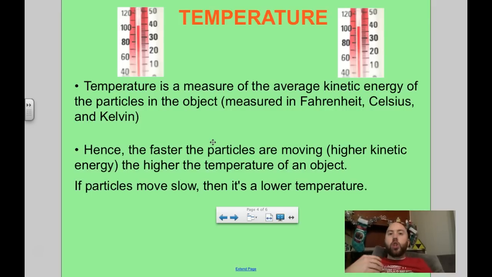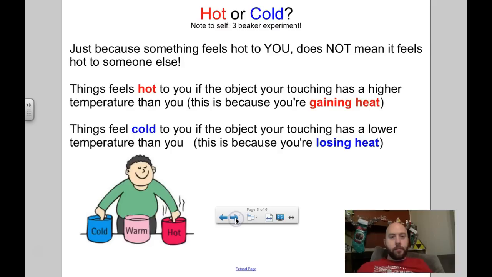If particles slow down, then the temperature goes down. So outside in the winter, the average air particles are moving much slower than the air particles in the summer. In the summer, the air particles are moving on average much faster, so there's a higher temperature. But in the winter, those particles are moving slower, so there's a lower temperature. So that's what temperature is.